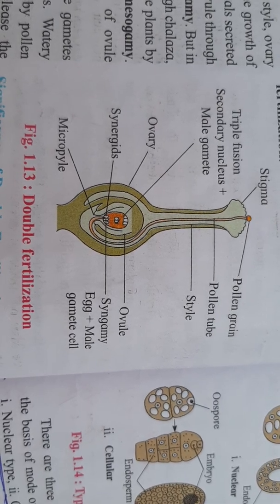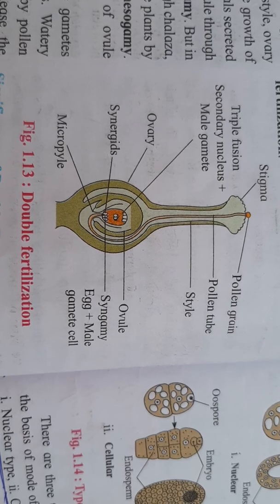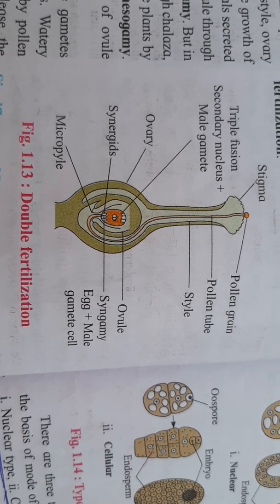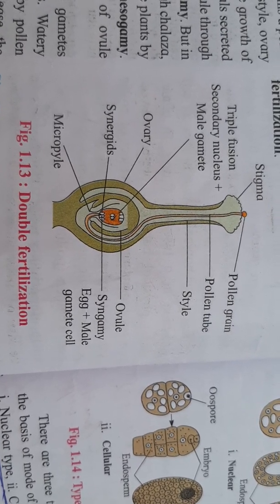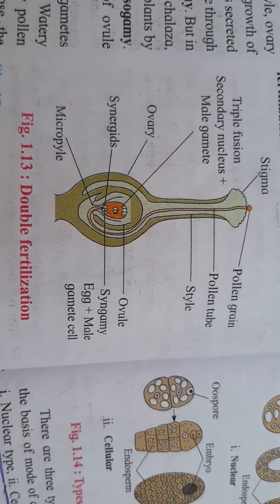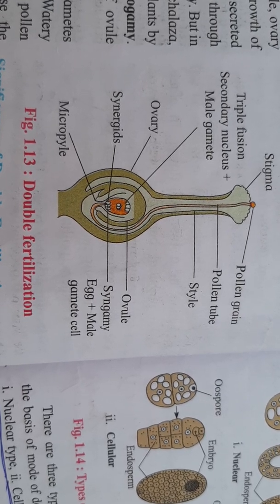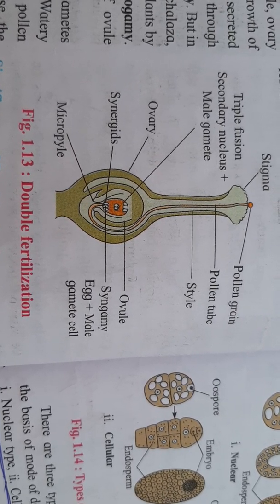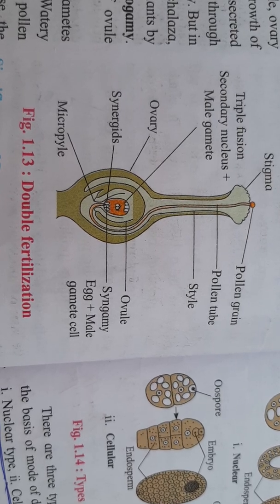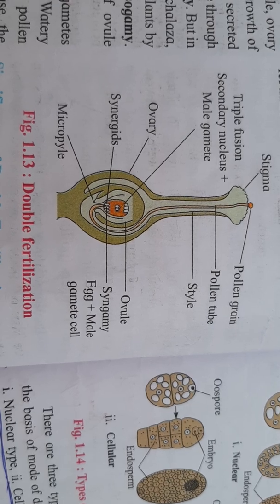We all know what fertilization is. Fertilization is the process in which the male and female gametes fuse together and form a diploid zygote. In plants, most angiosperms do this process very well because angiosperms are reproducing plants and sexual reproduction is seen in them.